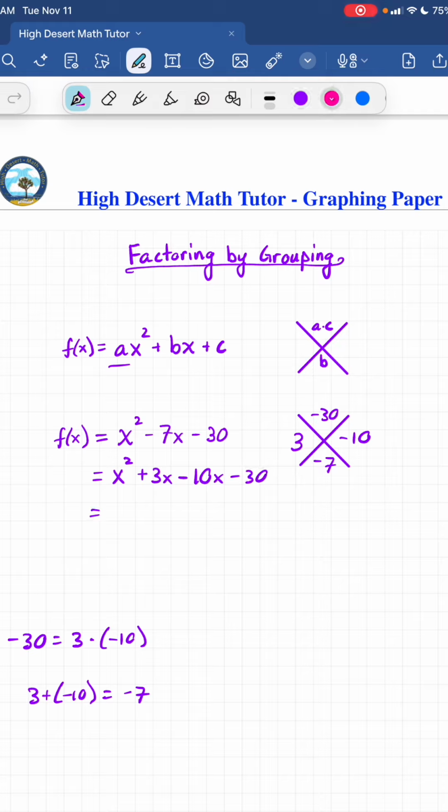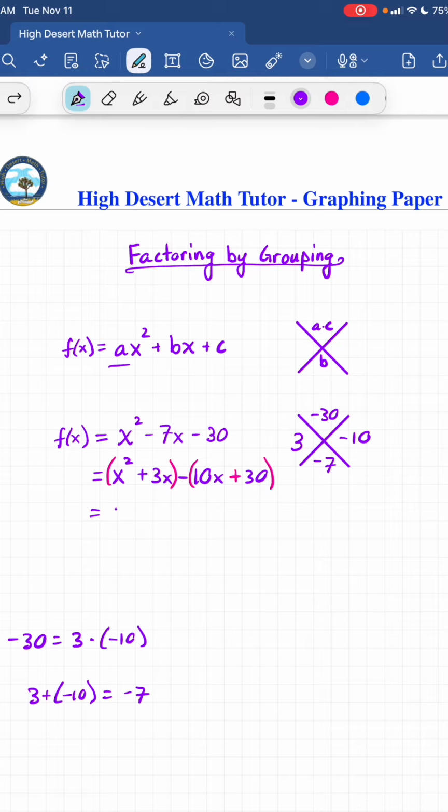We can now make groups, but when we make groups, we have to be careful because since there's this negative here, we want this to stay negative 30 when there are no parentheses. But in order for that to happen, when we put parentheses around this, we must change that negative 30 to positive 30. Now we can look at what this term and this term have in common.